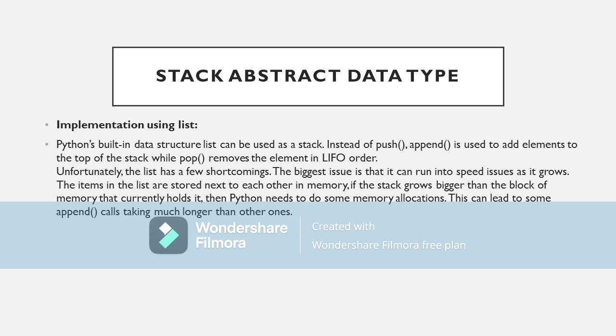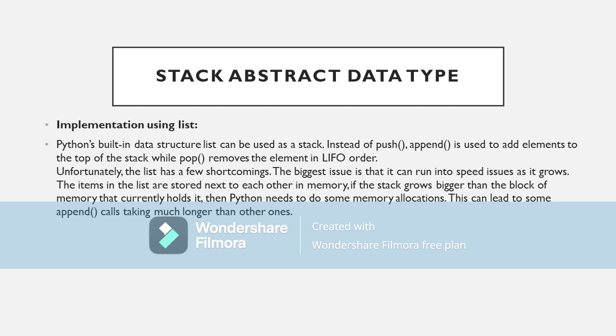Python's built-in data structure list can be used as a stack. Instead of push, append is used to add an element to the top of the stack, while pop removes the element in LIFO, or last in first out, order. Unfortunately, the list has a few shortcomings. The biggest issue is that it can run into speed issues as it grows.